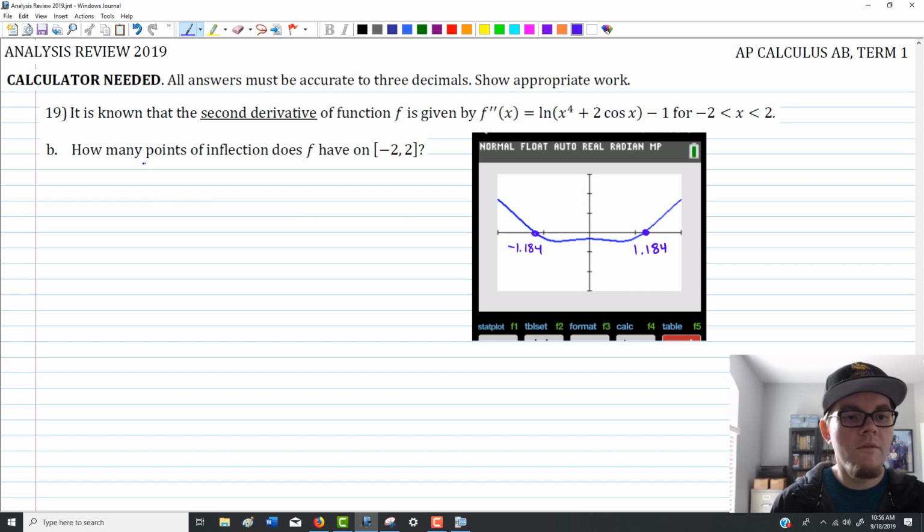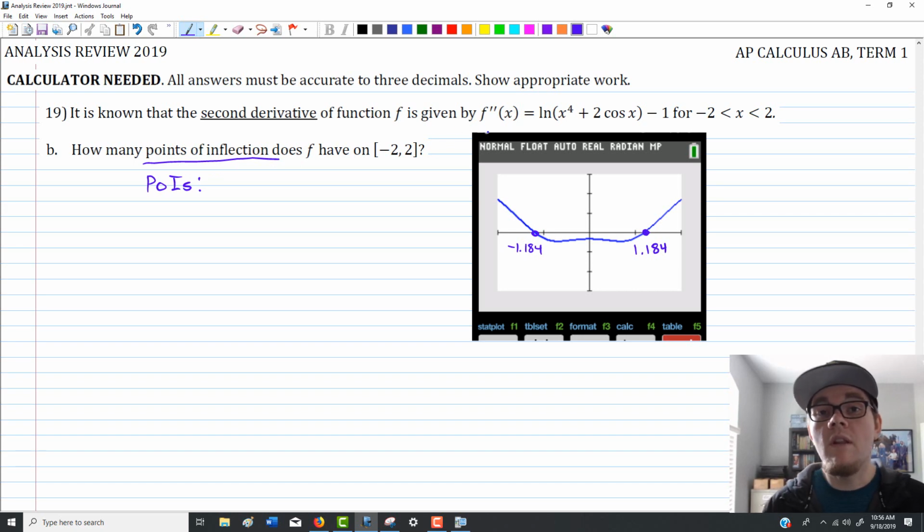So talking about points of inflection again, remember we said there's lots of different ways here, but keep in mind we want to look at points of inflection through the lens of the tools we have. So we have f double prime, so we want to think of points of inflection as places where f double prime changes signs.